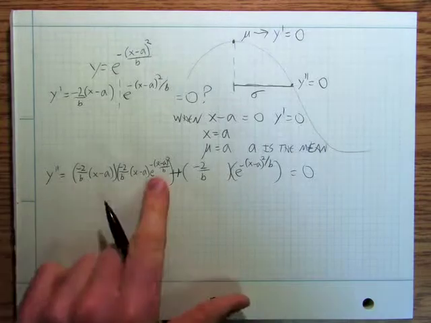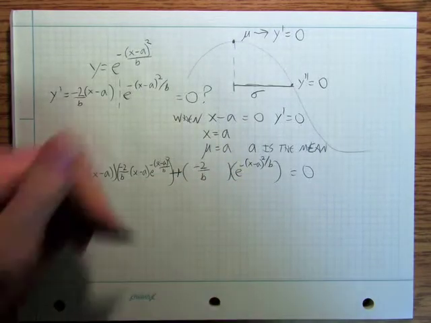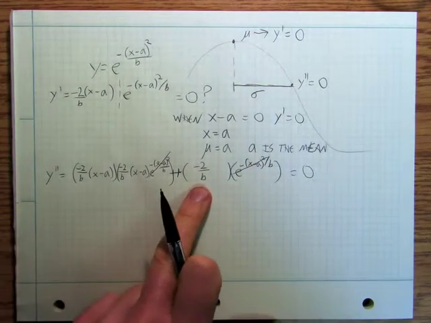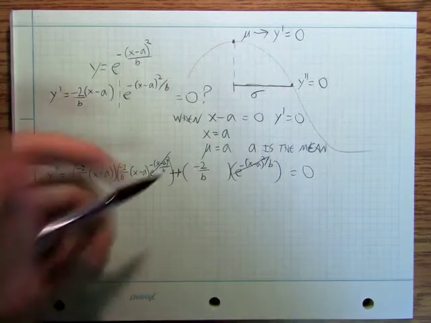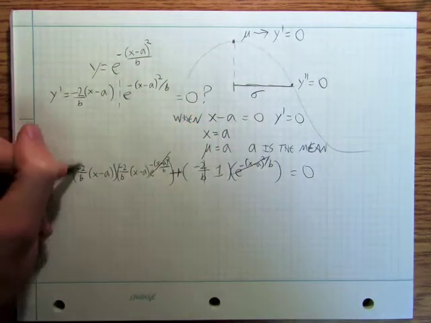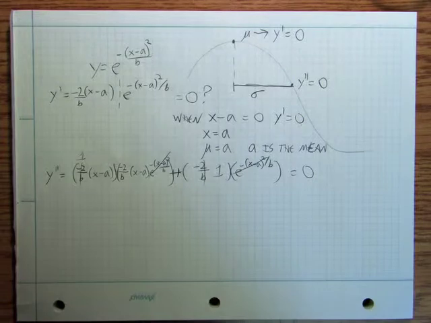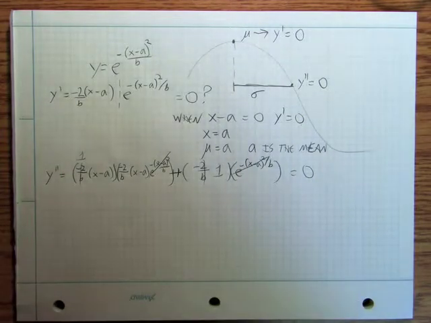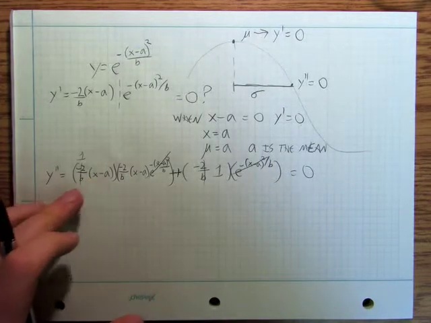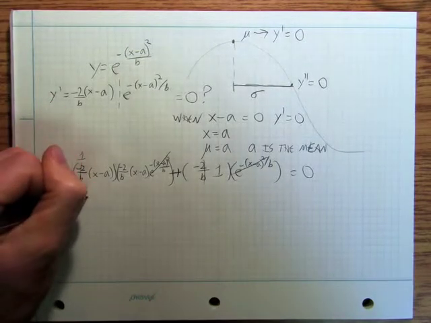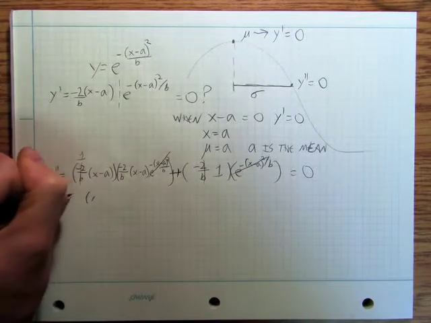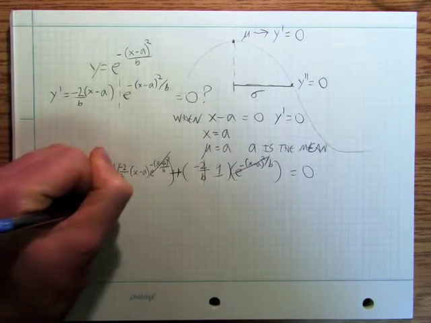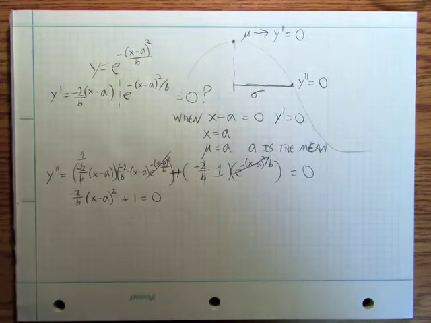This exponential function can never equal 0, so I don't even really need to consider it. Here I've got a minus 2b in here, and a minus 2b in there, so I'm going to replace this with a 1 and that with a 1. After I've simplified down extremely quickly, I'm going to get negative 2 over b times (x minus a) squared plus 1 is equal to 0.